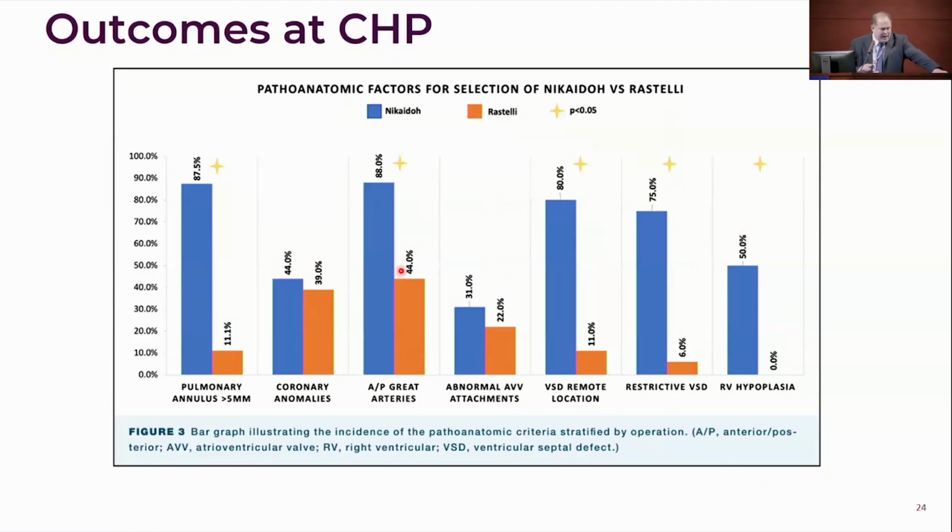The coronary anomalies were almost equal. Attachments of the AV valve, not a consideration. And the reality, you can see when there are any concerns, like the RV hypoplasia, you can see that we did not do any Rastelli on RV hypoplasia. And I think this is the message of part of these slides.